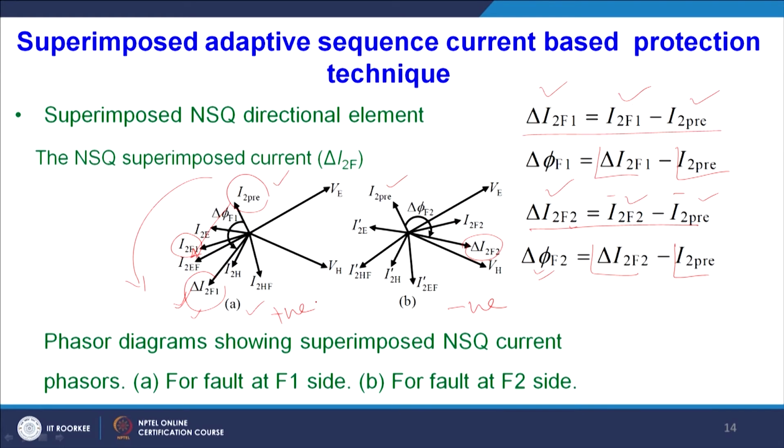This is a very important concept. If here is my bus and here is my directional relay location, and this is my F1 position and this is my F2 position, then for the F1 position this phi is going to be positive, and for the F2 position this phi is going to be negative. So, this is the rule base for the directional relay.